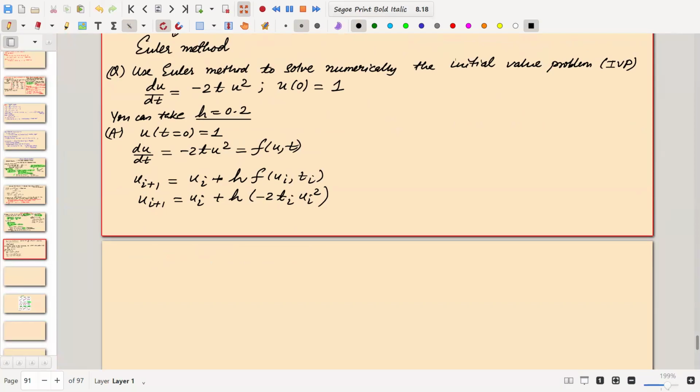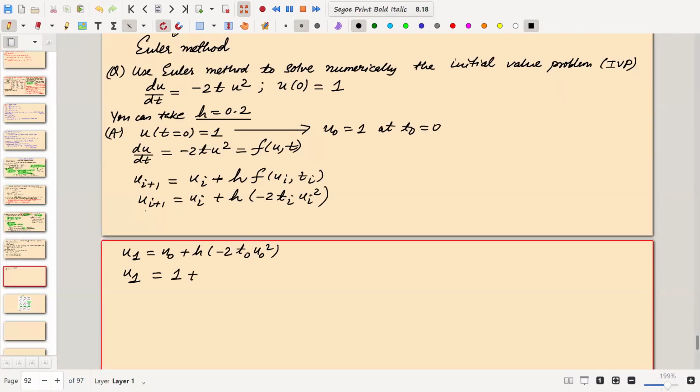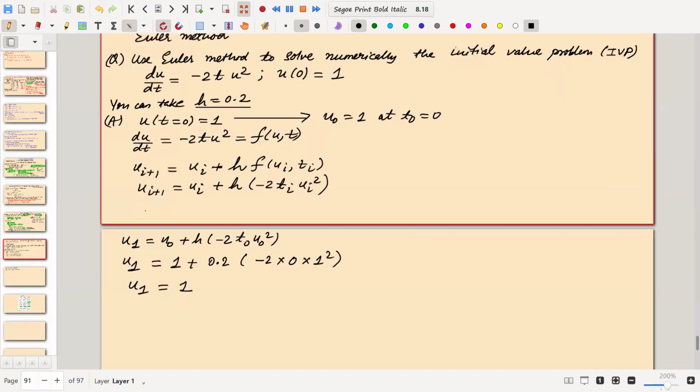So u1 is equal to u naught plus h times minus 2 t naught u naught square. What is u naught? From here you know u naught equals 1 at t naught equal to 0. So u naught equals 1, h is 0.2, minus 2 into t naught which is 0, u naught square is 1 square. So u1 is 1.